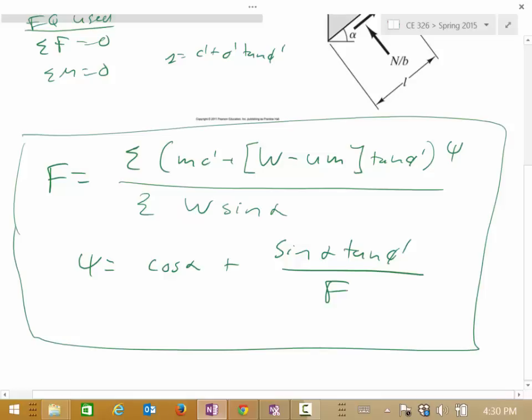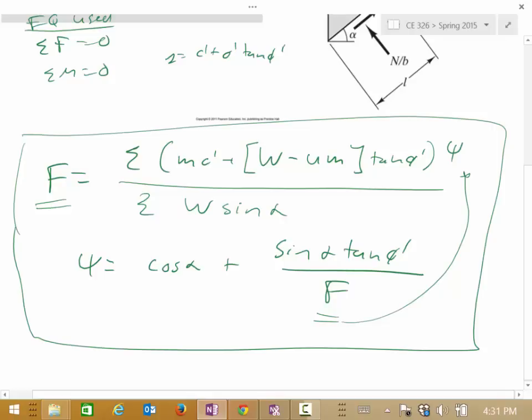So it's slightly different than our previous one. It's slightly more complicated, but there's one problem with it. And what's the problem with it? Factor of safety, that you can't explicitly solve for the factor of safety. It's on both sides of the equation. It's over here, and it's in here in that side term. So how do we solve it?